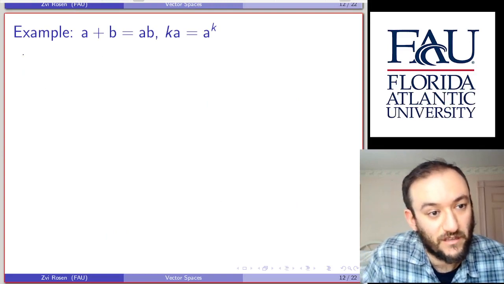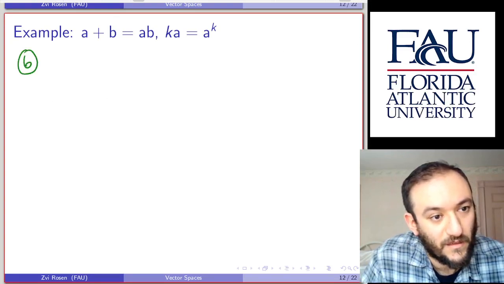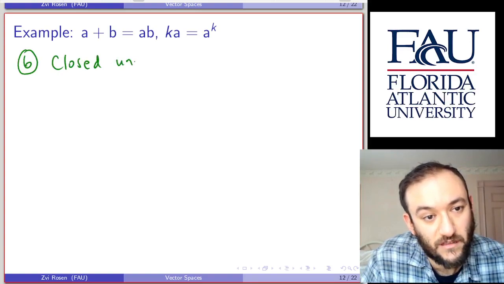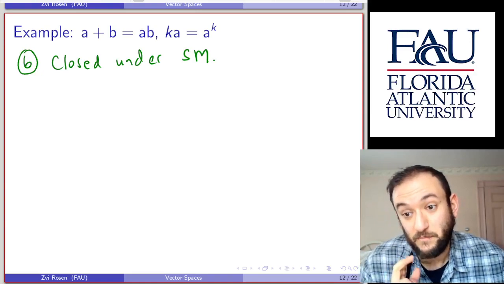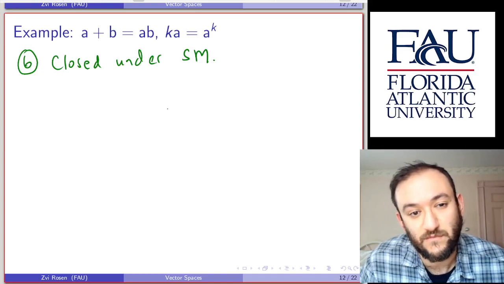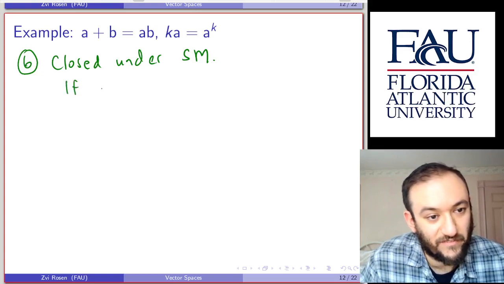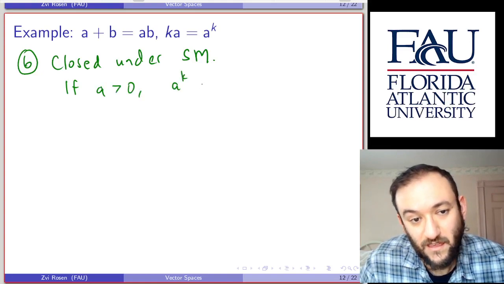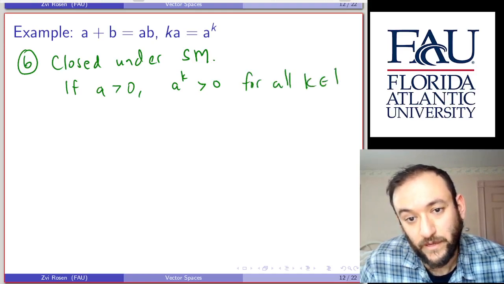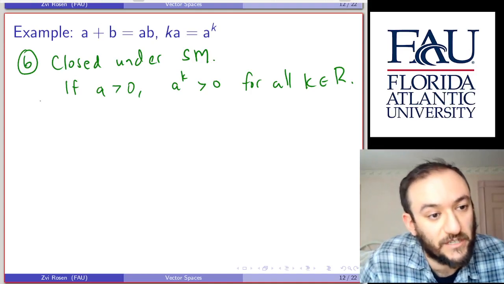Okay? Let's do a couple of scalar multiplication axioms. So closed under scalar multiplication. Okay, so this is one of the reasons I needed to correct myself that we're only using positive numbers as our vectors, because we need to have a well-defined exponent. But if a is a positive real number, then a to the k is a positive real number for all k real. Okay, so it is closed under scalar multiplication, the way we're defining scalar multiplication.